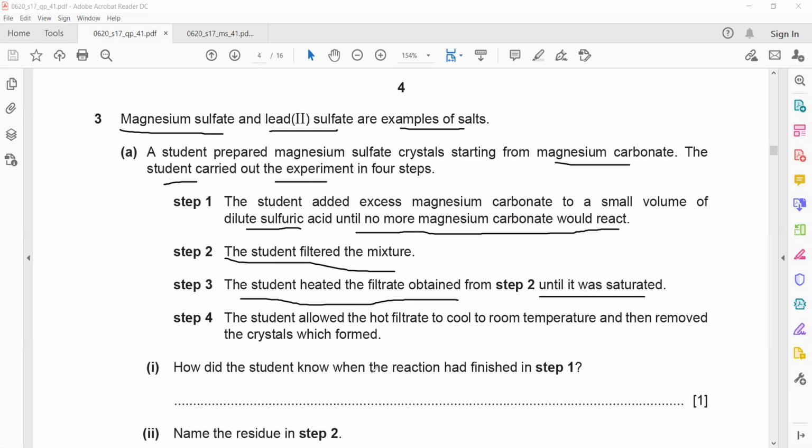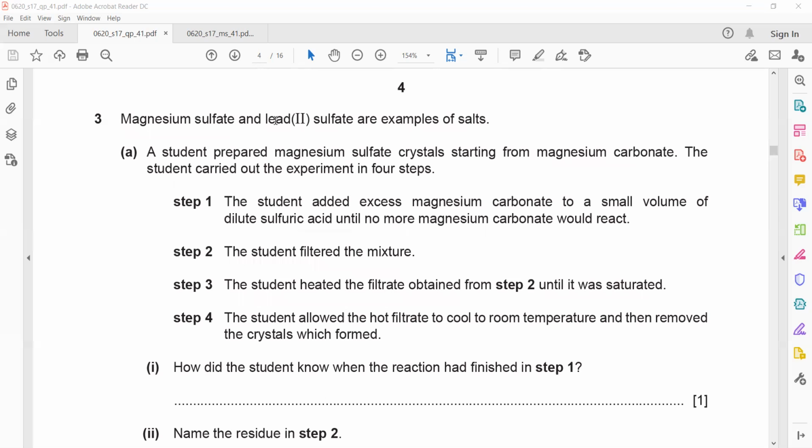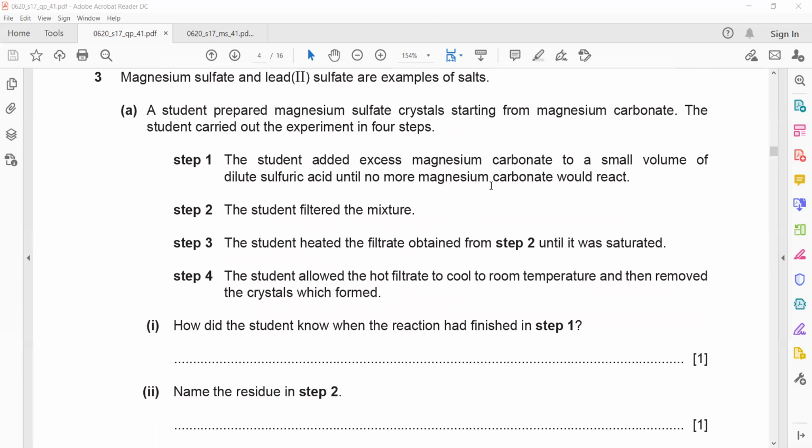How did the student know when the reaction had finished in step 1? How can he identify it? Bubbles are formed? No bubbles, because it's a carbonate. Even if it was a metal, metal reacts with acid to give hydrogen, and carbonate reacts with acid to give carbon dioxide. So no more bubbles form. I'm writing in short just to explain the idea, not in detail.